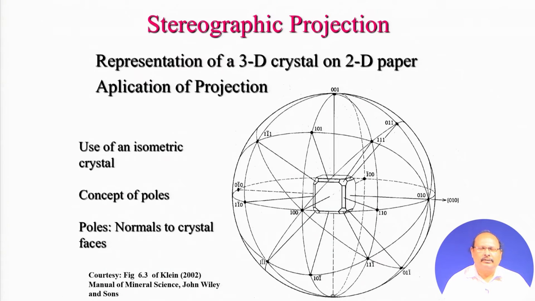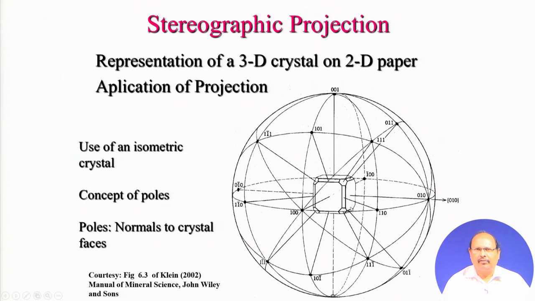Now, with your knowledge of how a crystal face can be named with a Miller index symbol, it will be very easy for you to appreciate that if this is an isometric crystal system, then there are three crystallographic axes: this is your A1 axis, this is your A2 axis, and this is your A3 axis. You also know that this is a face which is parallel to the A2 axis and parallel to the A3 axis. So the Miller index symbol of this face is 100.